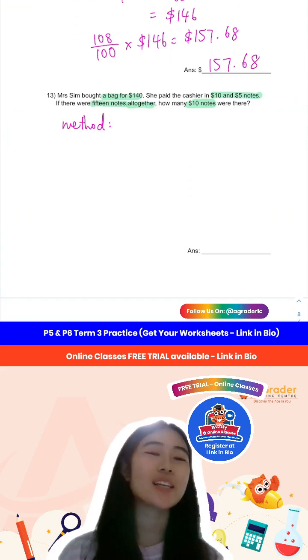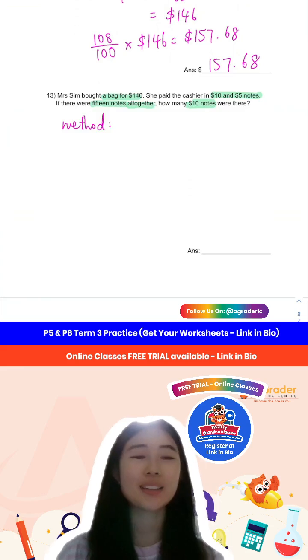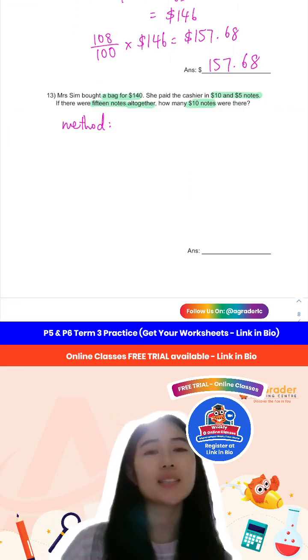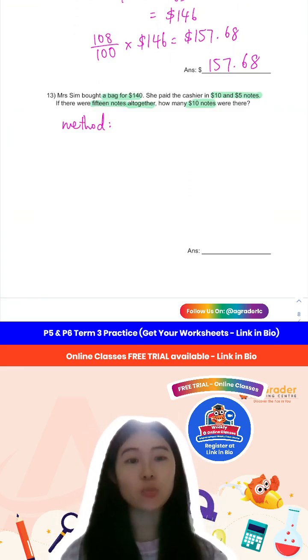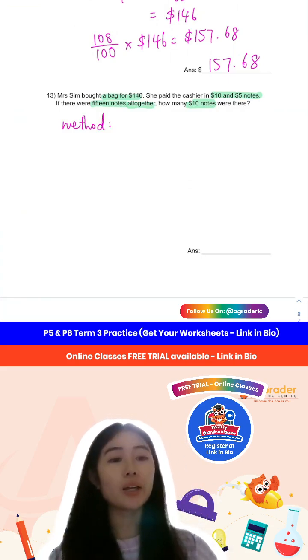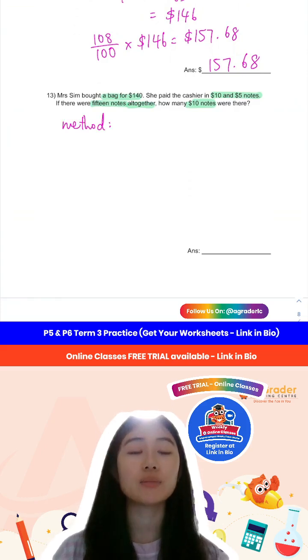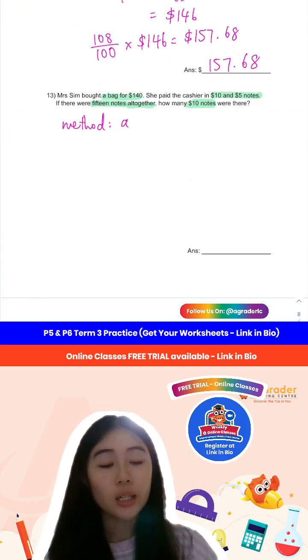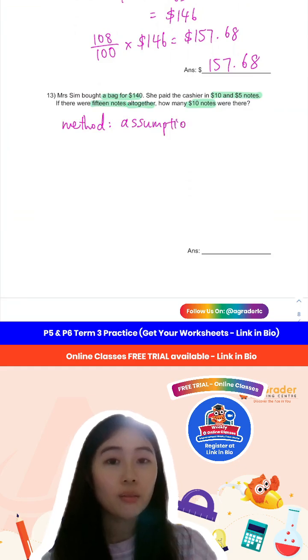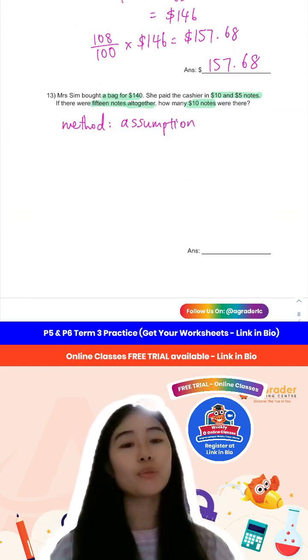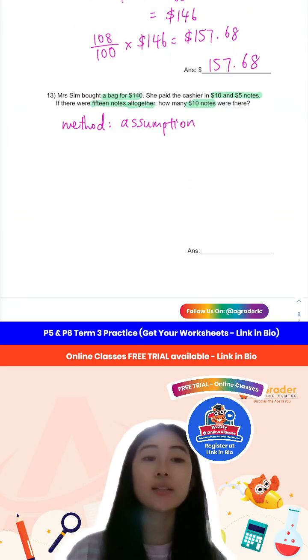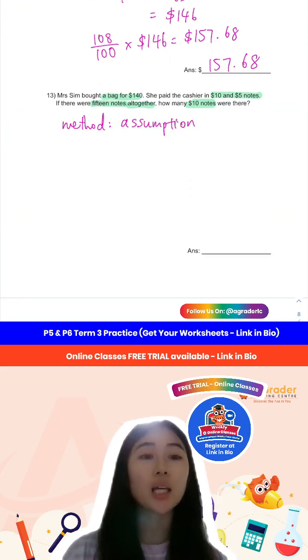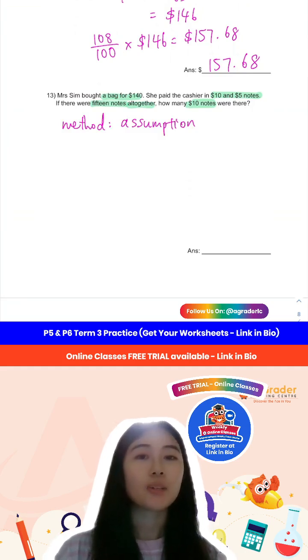Okay, so most of you are just sending me the answer, not the name of the method. Guess and check. Okay, guess and check is possible, but it's not my top choice of method. For this one, I will suggest you use assumption. Okay, so assumption method, or some of your schools may call it supposition method. It means the same thing. All right, so let's use assumption to solve this.